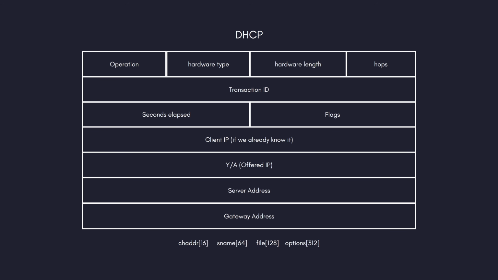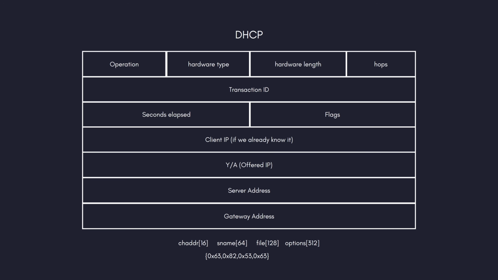We do want to take a closer look at the options because we are going to be using them to actually do the request. So the options always start with a magic number, which is in hexadecimal 63825363. We always put this at the beginning of the options to identify this as a DHCP packet and to identify where the options start.